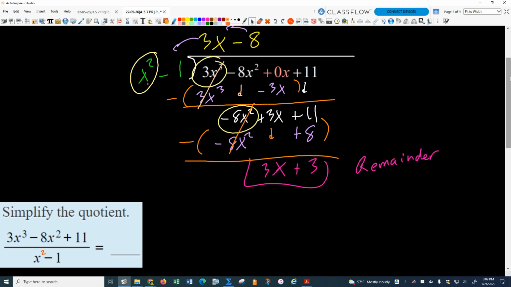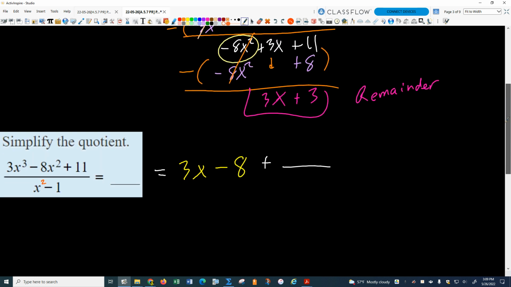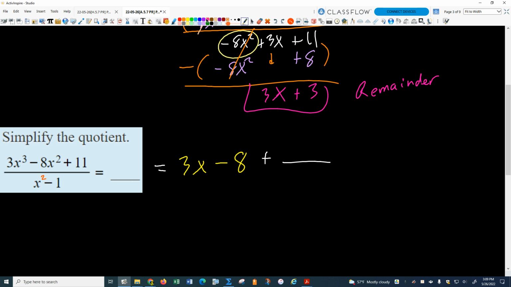You tell me, what do you think? 3x minus 8, right? There's the polynomial part of my answer. Just like I got 59 when I did the number. Now I have to put this plus sign there. Plus, there you go, right? This is the remainder, so that's what remains over the denominator.